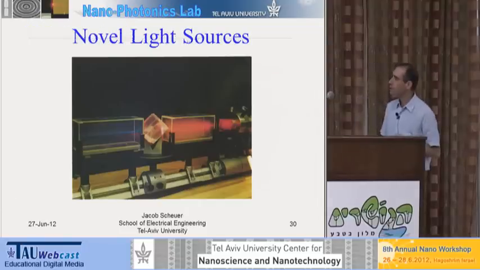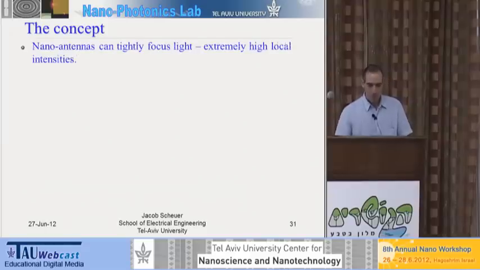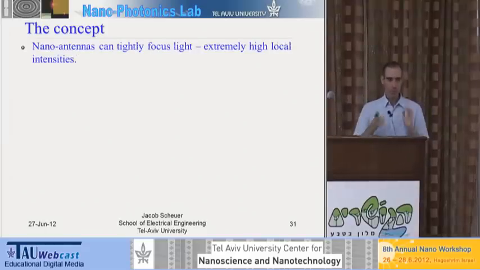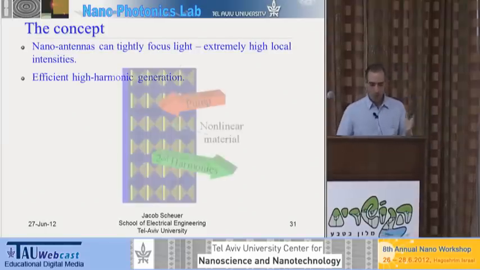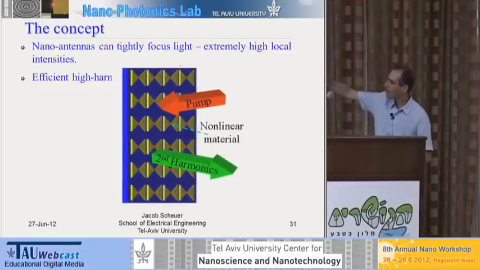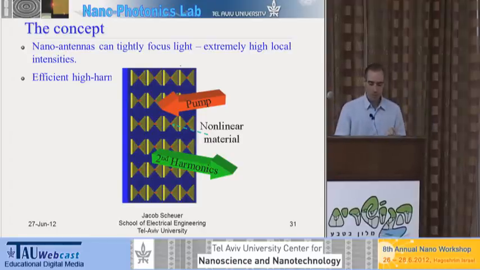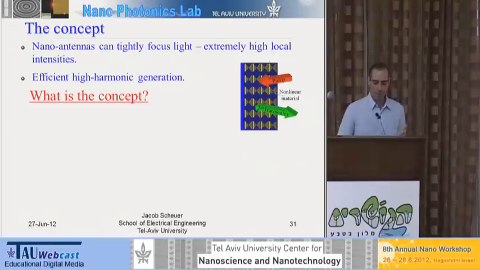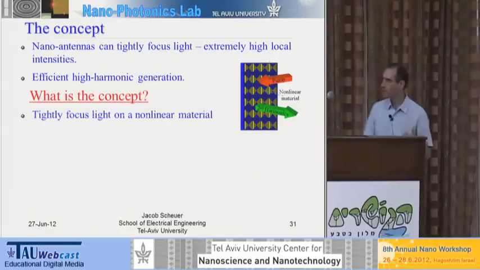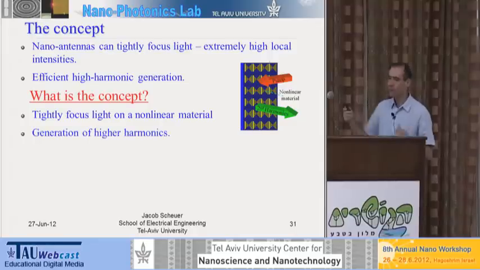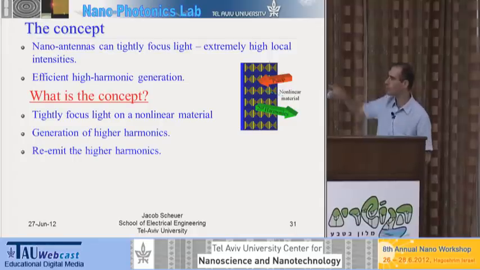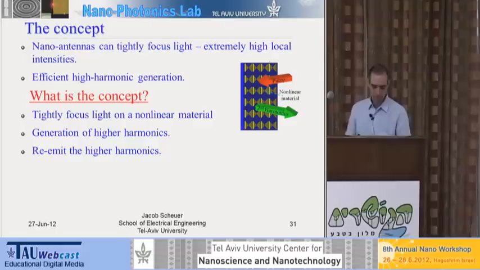Now, the second application which I would like to talk about is a novel light source, and the idea is the following. Nanoantennas can focus light into extremely small spots. So how can we use that? We can make our antennas on a non-linear surface and use this enhanced and very strong intensity to generate second and third harmonics and then re-emit it. So basically, we focus the light into tight spots, we generate higher harmonics, and then we re-emit it and we have a nice new source.